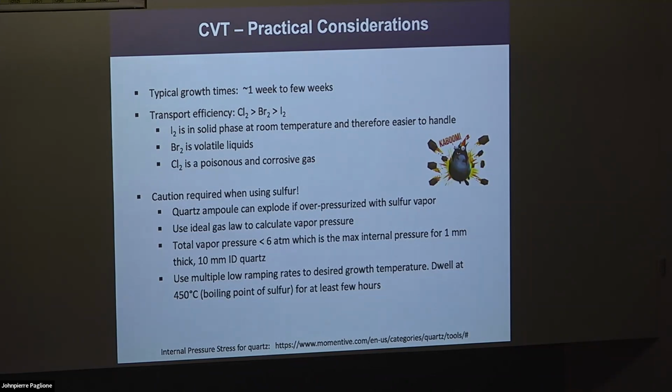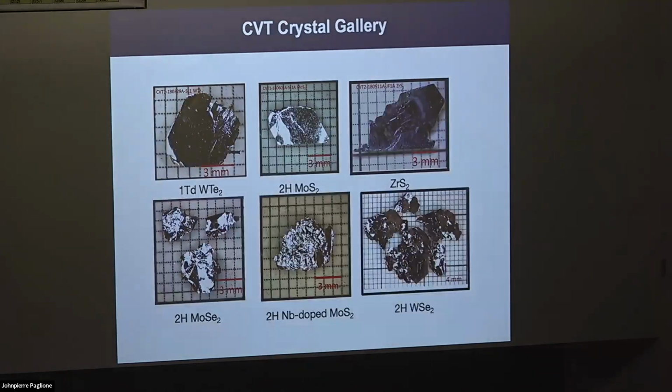So that's the general rule of thumb to grow by CVT, and these are examples of crystals that you could grow by chemical vapor transport. But the best crystals today for these transition metal dichalcogenides, in terms of quality, are actually not grown by chemical vapor transport. They're actually grown by the flux method.